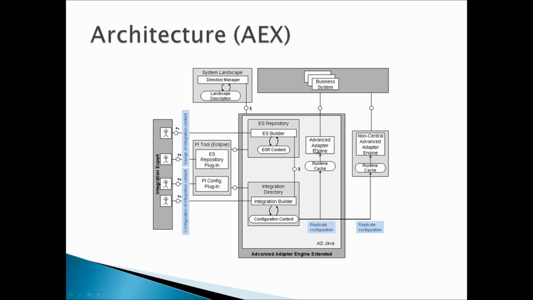Then we have the Advanced Adapter Engine, where our adapters are held. And outside our Advanced Adapter Engine Extended, we have the System Landscape Directory, which is some sort of yellow pages where we have the definition of products, software component versions, and business systems. Then we have the actual physical business systems, which we are integrating with. And we have the non-central Advanced Adapter Engine, which we mostly don't have in scenarios and is not that common, but it can appear.